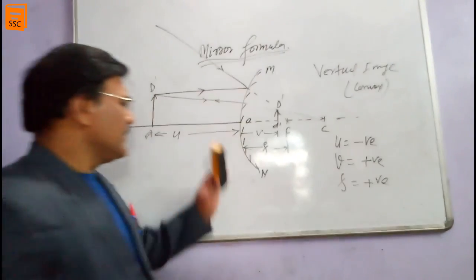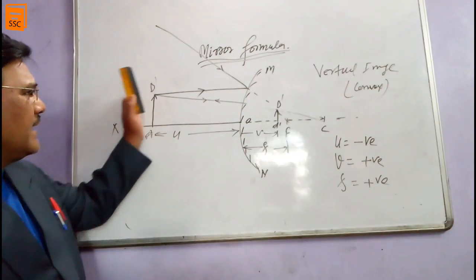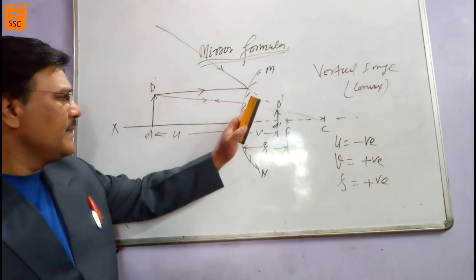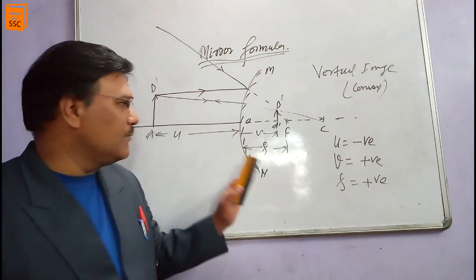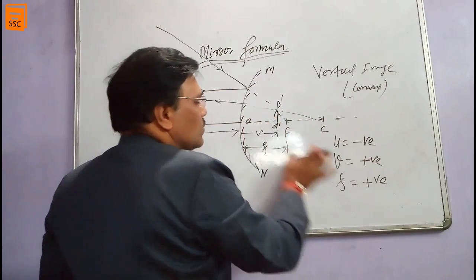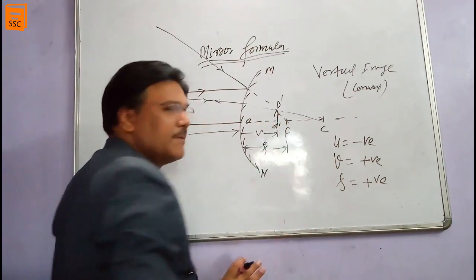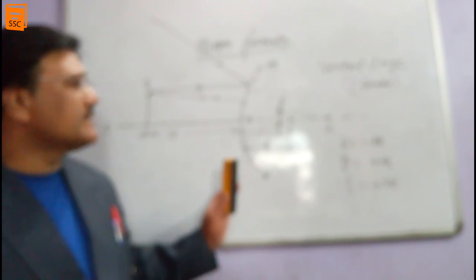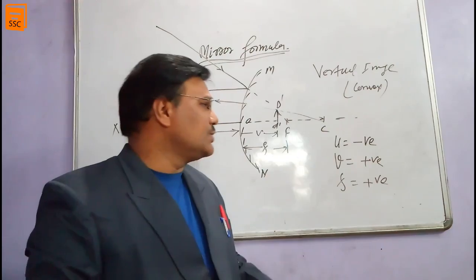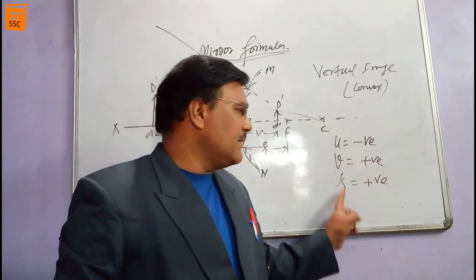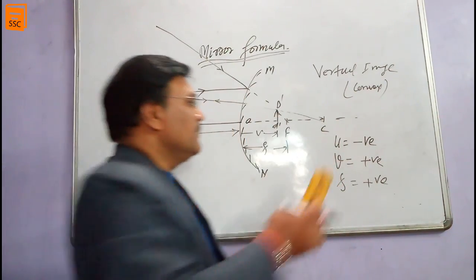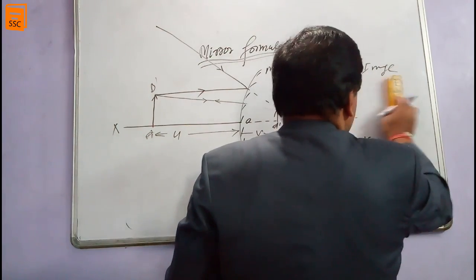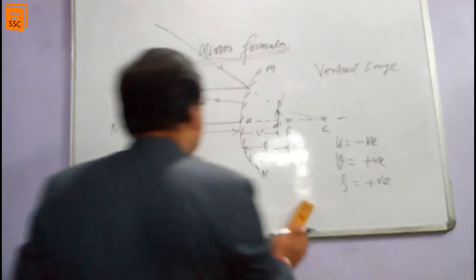U is always negative. You took the object opposite to the direction of the incident ray, so U became negative. V you have here, so it's positive. F you have here, it's a positive sign. No problem you have: U, V, F always on a convex mirror. If the image is virtual, U is negative, but V and F are positive.